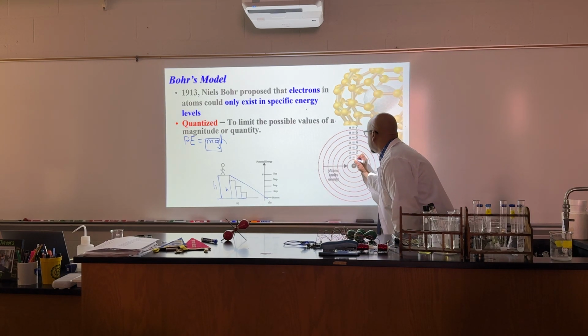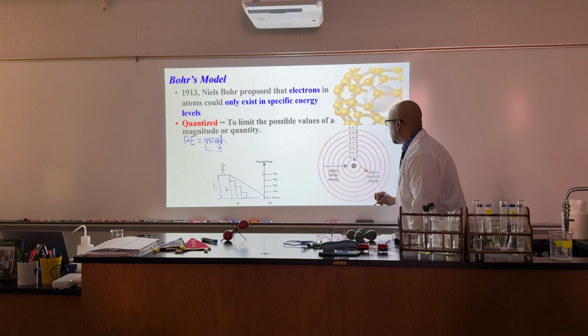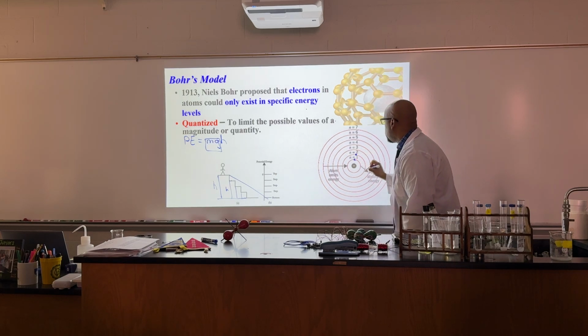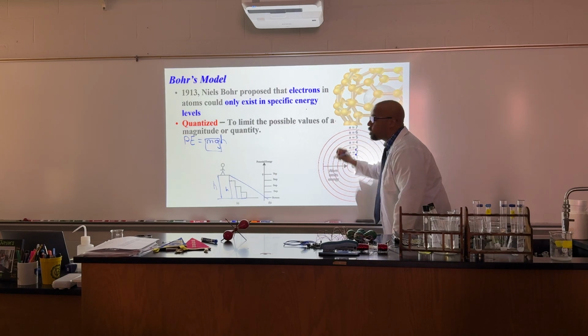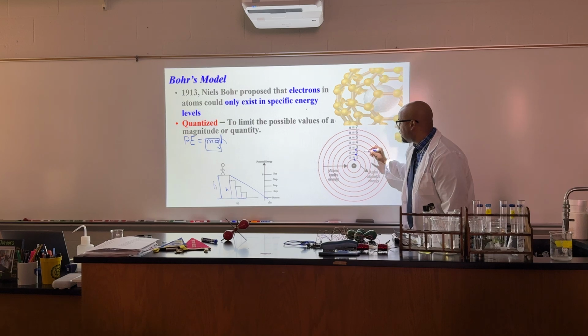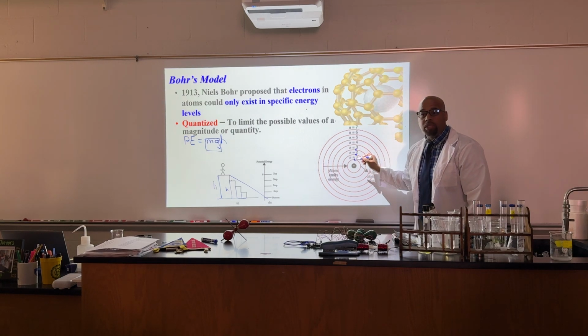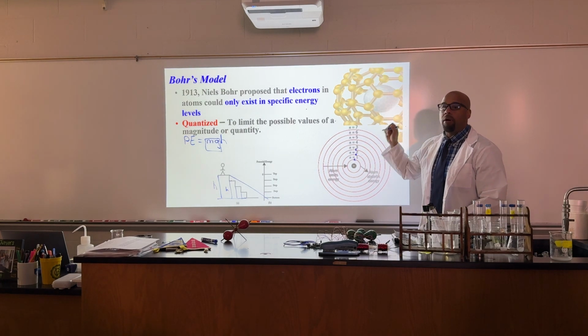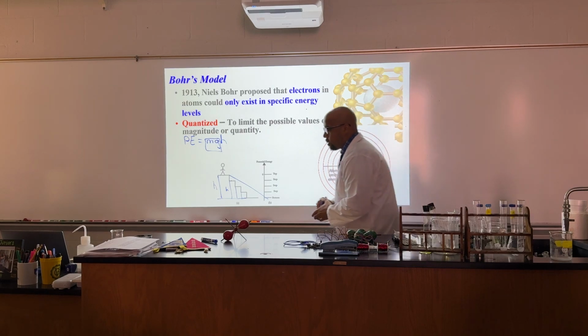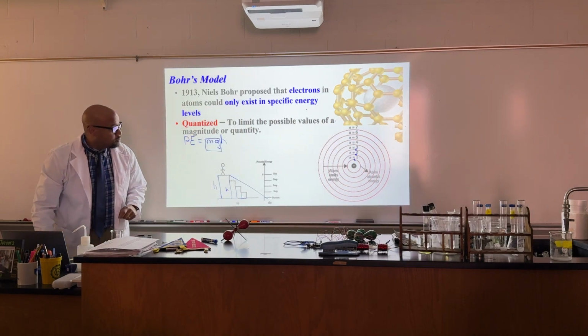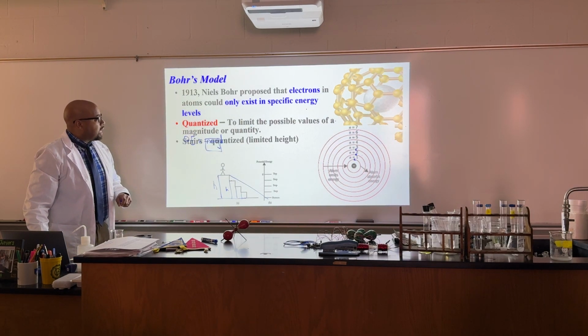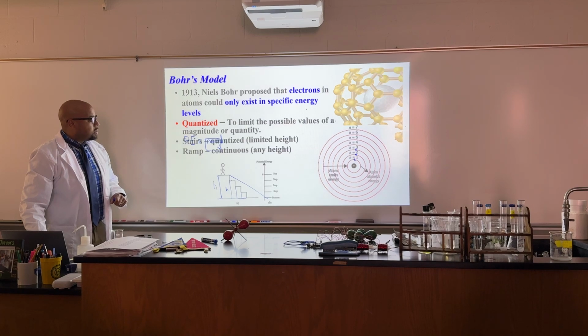The electron can exist on this energy level, it can exist on this energy level, it can exist on any of the energy levels here. But where it cannot exist is in between the energy levels. So it must be on an energy level. And once again, we simply say the electron is quantized.